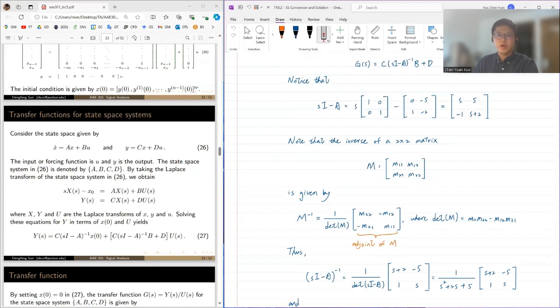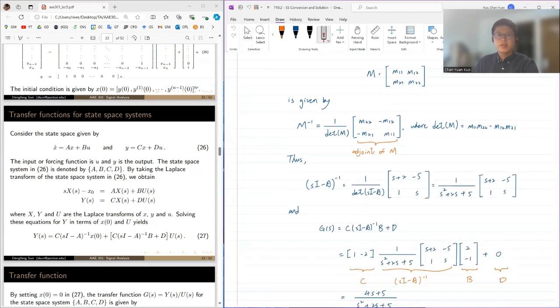Next, recall that for any 2 by 2 matrix M, its inverse is equal to 1 over the determinant of M times the adjoint of M. Therefore, the inverse of sI minus A is given by 1 over the determinant of sI minus A times the adjoint of sI minus A, which equals 1 over s squared plus 2s plus 5 times the matrix [s plus 2, -5; 1, s].